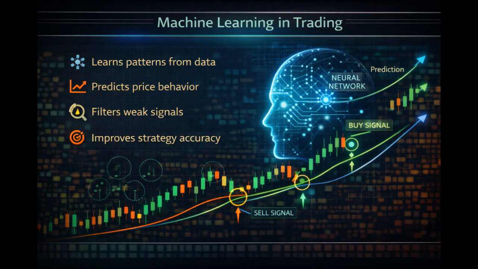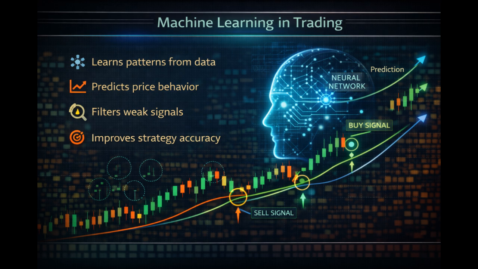Using these features, the machine learning model may predict the probability that a particular signal will be profitable. For example, Signal A → probability of profit, 80%. Signal B → probability of profit, 40%. The trading system may choose to execute only signals with a probability above a certain threshold.